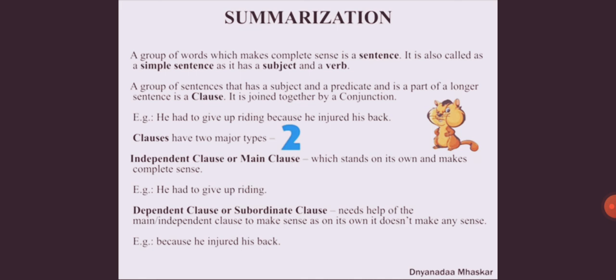So, he had to give up riding. Why? Because he injured his back. I hope you are clear about what is a sentence, a simple sentence, a clause, independent clause or main clause, and dependent clause or subordinate clause. Let us learn about compound sentences now.